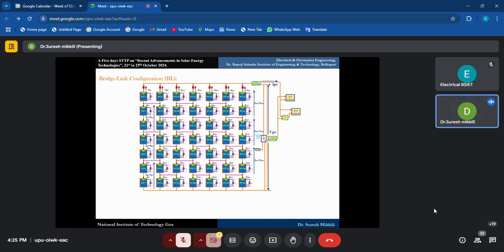Even the bridge link configuration, people are using. So here the voltage, how will it be? Voltage will be the summation of V1 plus V2 plus V3 across all the 7, that is 7 into Vm. Current also 7 into IF. This is also used for medium voltage, medium current application. Power will be the same. Even with bridge link, power will be the same.